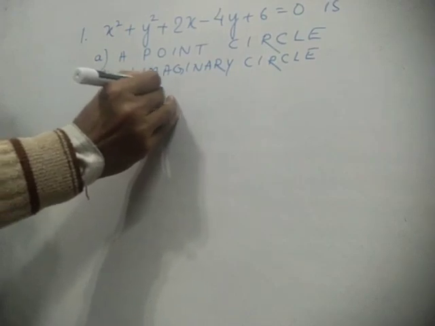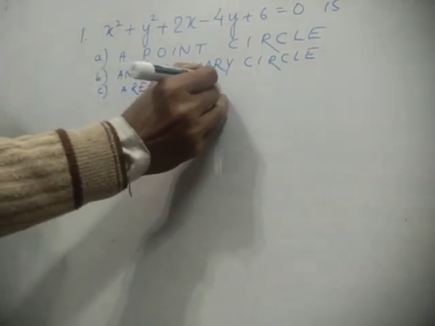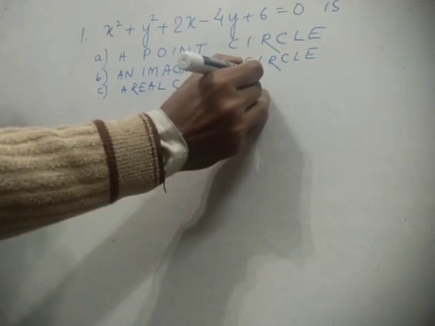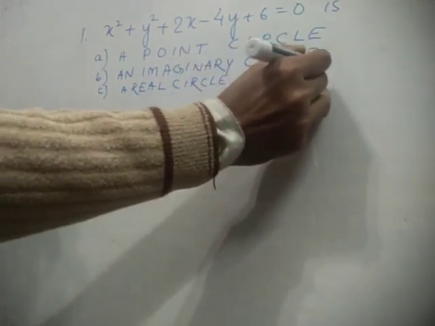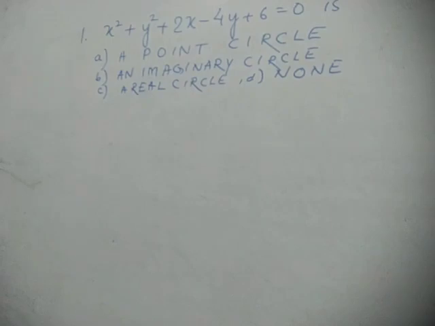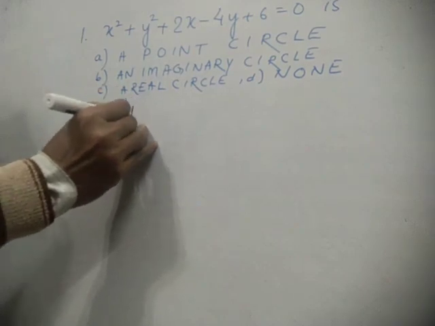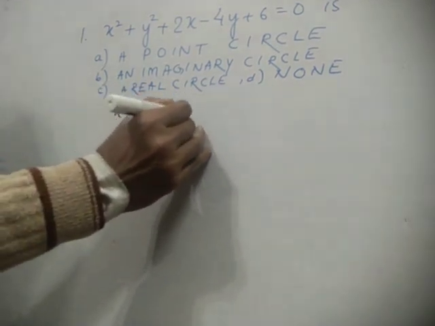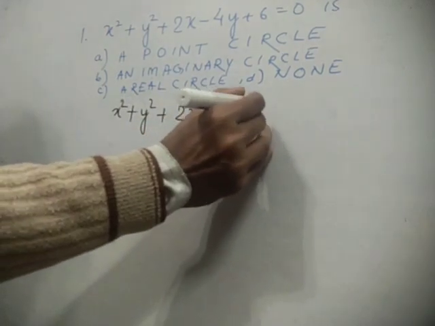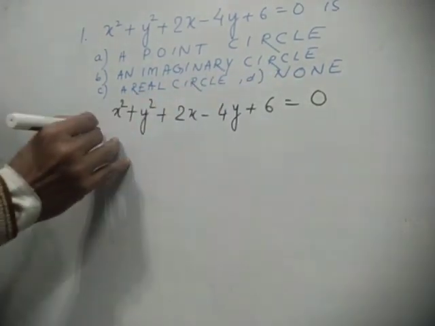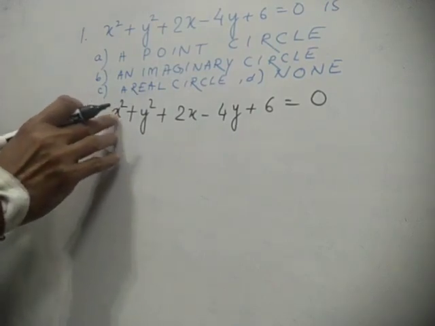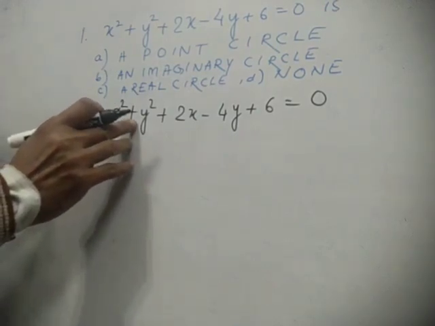If the coefficients of x square and y square are equal, like in this case 1 and 1, and the xy term is not there, then it is an equation of a circle. So in this case it is a circle confirmed, because the x square and y square coefficients are equal to 1 and the xy term is not there.